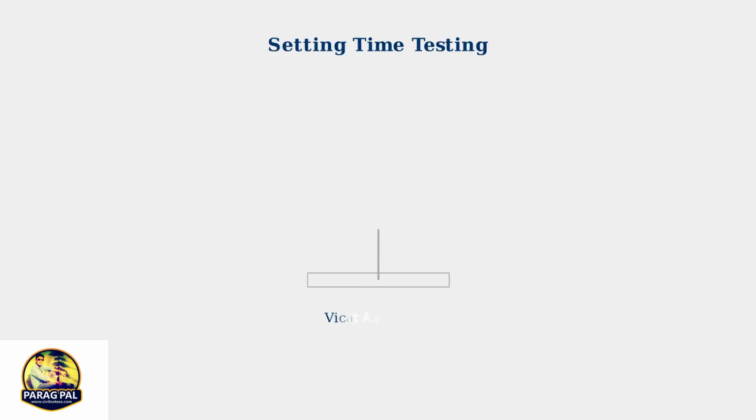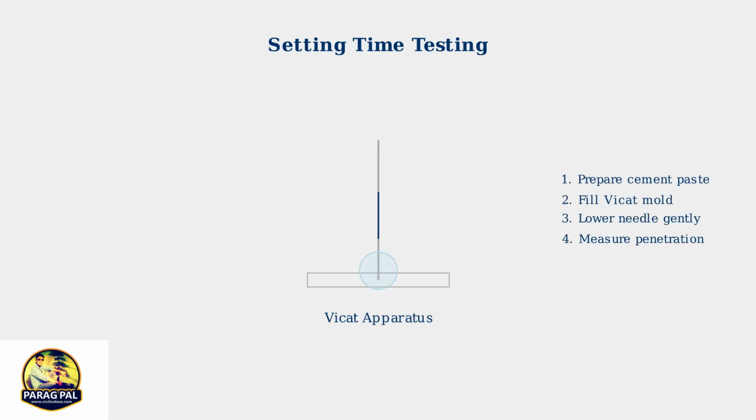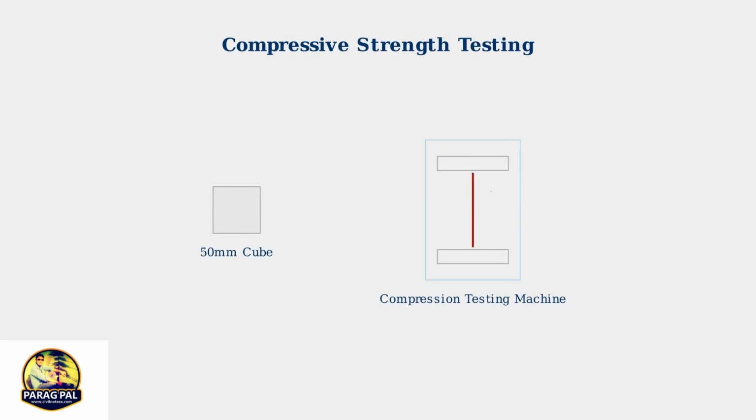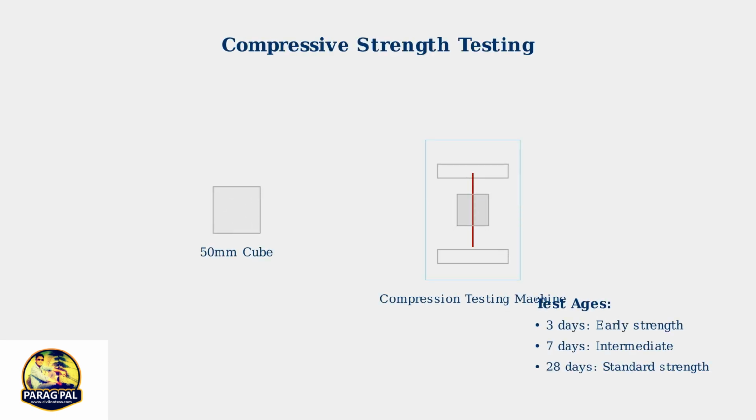Setting time testing determines how quickly cement paste hardens. The VICAT apparatus measures both initial and final setting times, which are crucial for construction scheduling and workability requirements. Soundness testing evaluates cement's volume stability after setting. The Le Chatelier apparatus detects harmful expansion that could cause cracking in concrete structures due to delayed hydration of free lime or magnesia. Compressive strength testing is the most important quality parameter for cement.